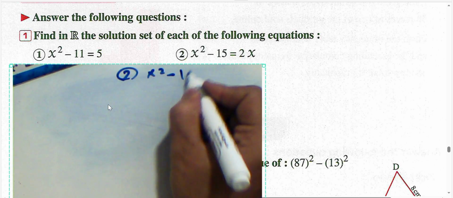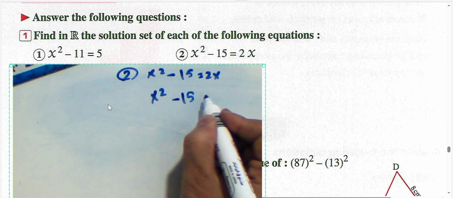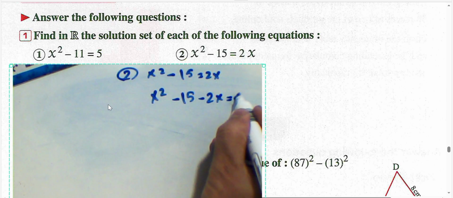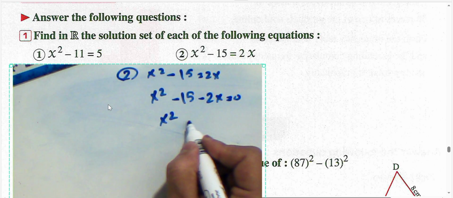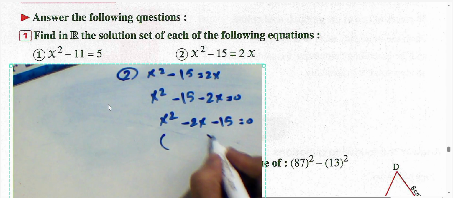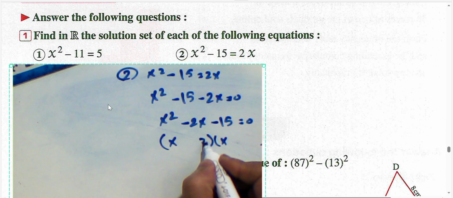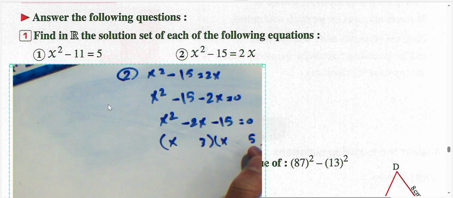x power 2 minus 15 equals 2x. We can write x power 2 minus 15 minus 2x equals 0, and then arrange it: x power 2 minus 2x minus 15 equals 0. We can factorize. In brackets, x power 2 equals x times x. 15 we can write as 3 times 5. The greater number will be negative and the other positive.